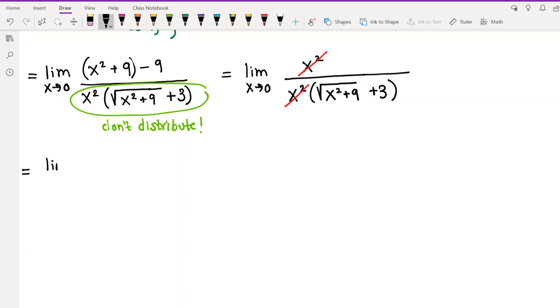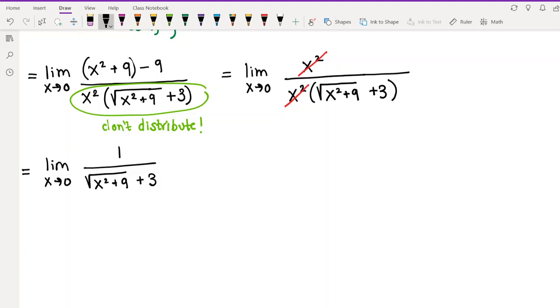So what are we left with? Now we have a 1 in the numerator, right? So it's really important to realize that when you're canceling a common factor, if that factor is all you have in the numerator, it doesn't become 0, it becomes 1, right? It's like if you have 5 over 5, that's equal to 1 over 1 or 1, right? So we have 1 over the square root of x squared plus 9 plus 3.